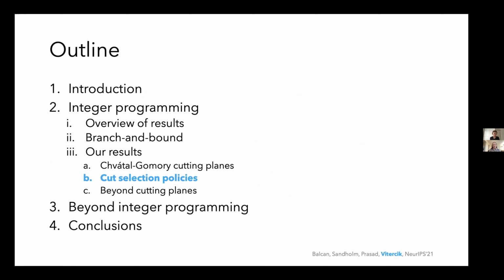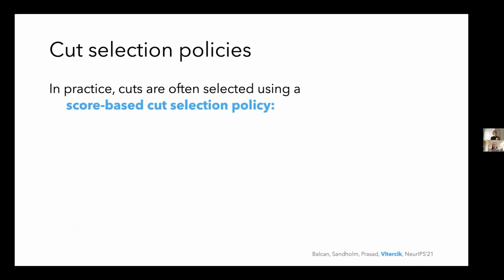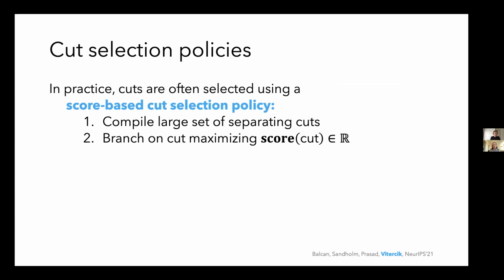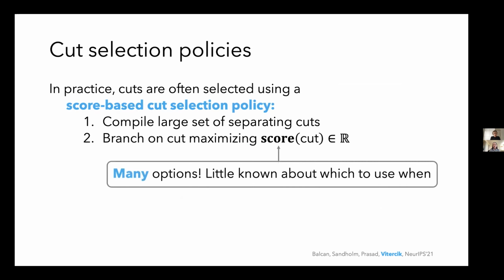Now I'm going to describe another technique for using machine learning for cut selection, which I'll call score-based cut selection policies. So in practice, cuts are often selected using these score-based cut selection policies, which work as follows. First, you compile this large set of separating cuts, and then you branch on the cut that maximizes some real valued score. There are a lot of different options for this score function, and little is known about which to use when.